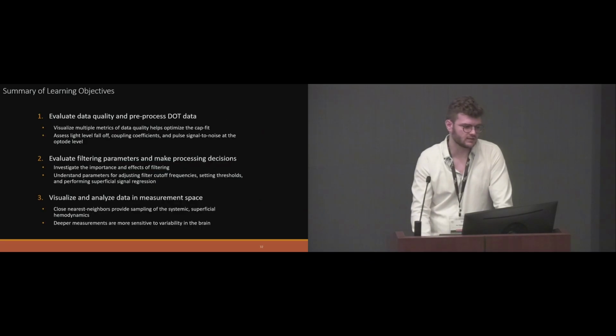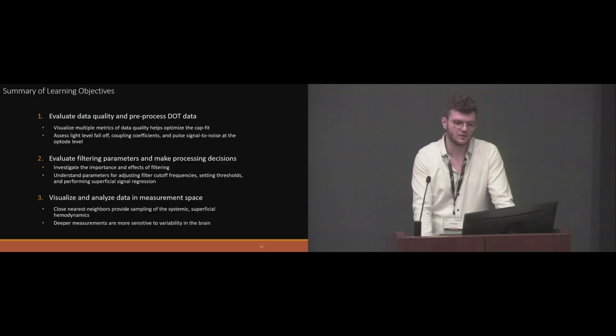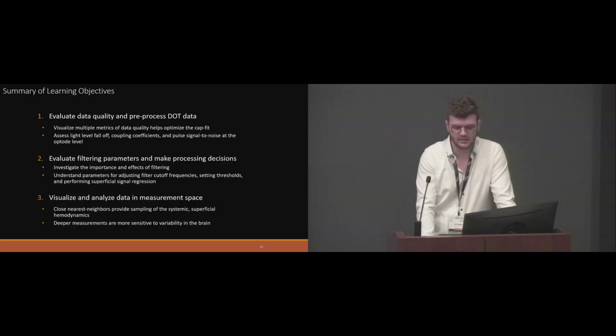So hopefully at the end of this talk, you guys have gotten a good idea about how to visualize data quality and pre-process our data, visualizing multiple metrics of data quality, helping to optimize the cap fit, along with assessing light level fall off, coupling coefficients, and pulse signal to noise ratio at the optode level. Then we've gone over evaluating filtering parameters, making some processing decisions, investigating why we use our different filters at the places they are within the pipeline, and then also setting thresholds and performing superficial signal regression.